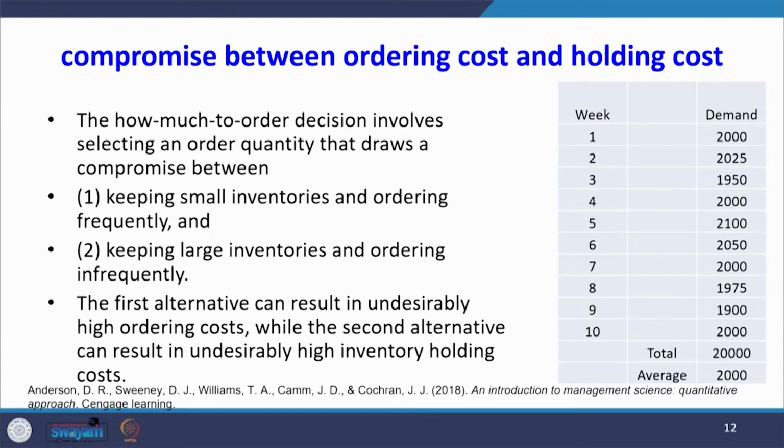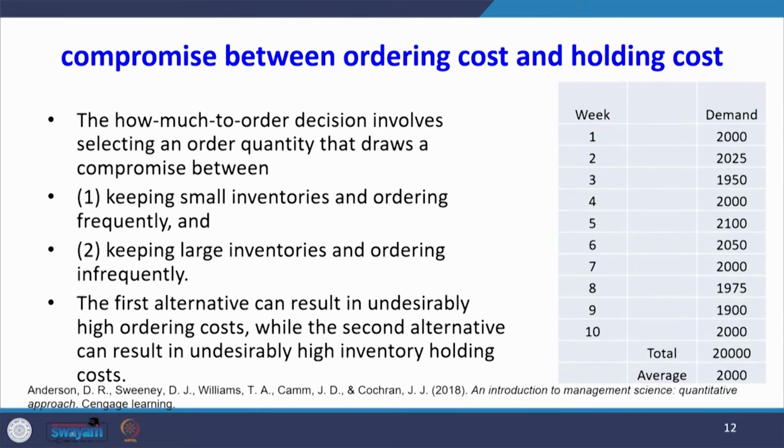So, now we have to do some compromise between ordering cost and holding cost. I did not explain so far what is this ordering cost and holding cost. I will explain in detail. So, the how much to order decision involves selecting an order quantity that draws the compromise between keeping small inventories and ordering frequently. So, what will happen when you keep a very small inventory? When you order, obviously you have to order frequently. What will happen here? The ordering cost will increase.